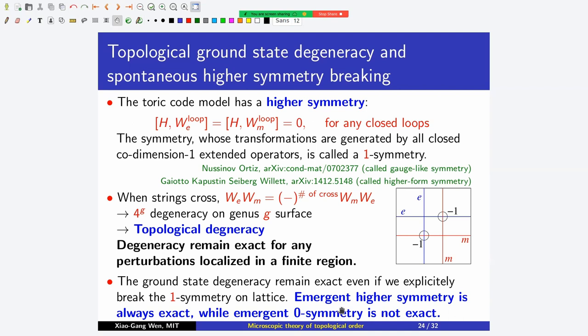So this is our original thought, that maybe this is a general feature of emergent symmetry: emergent symmetry means they are approximate, and they become exact when the energy goes to zero. But the emergent higher symmetry is different. Even for finite energy, they become exact in the thermodynamic limit. The symmetry breaking term is suppressed by system size, not by some power of energy. Therefore, you can use this exact emergent higher symmetry to explain the degeneracy.